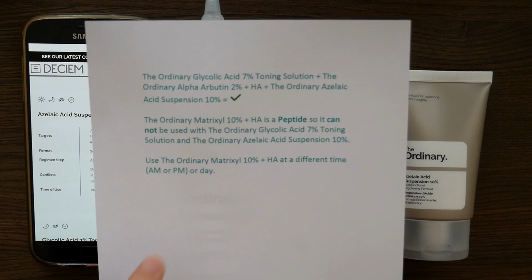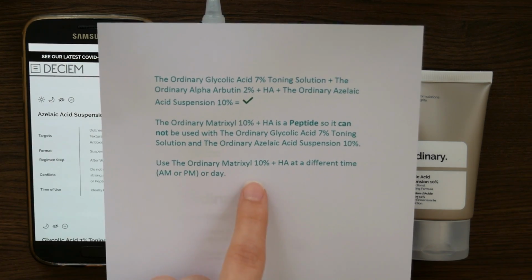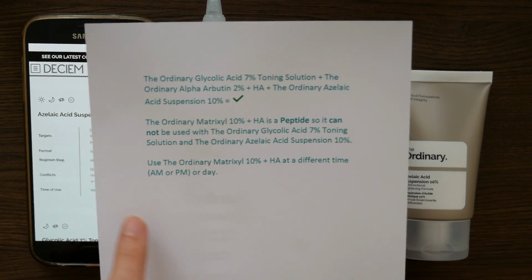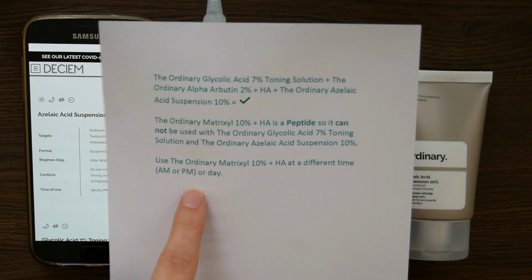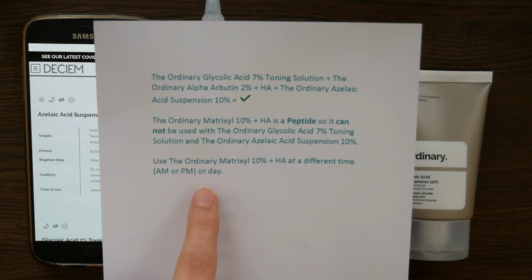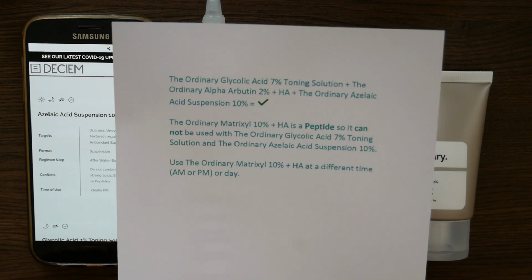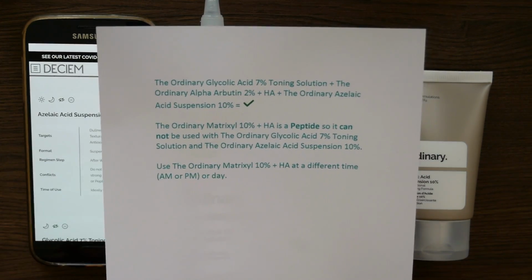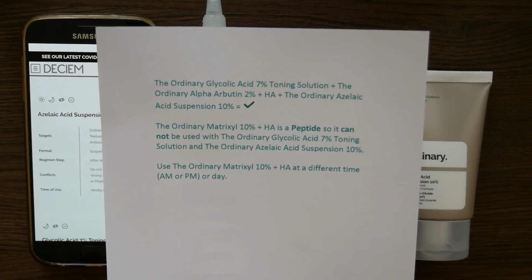But I do know that I can use the Ordinary Matrixyl at a different time, for example in an AM or PM skincare routine, different from the other two, or another day. But I also know that I can use the Matrixyl with alpha-arbutin since those two have no conflicts.